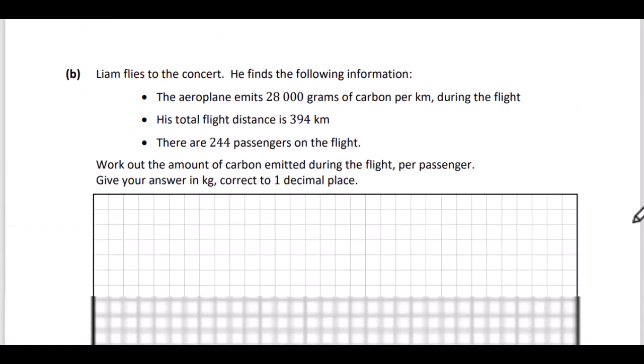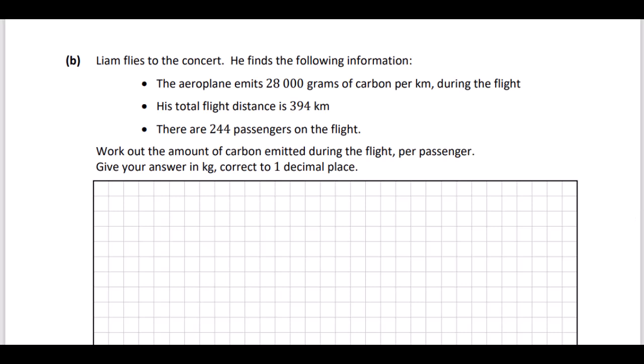Okay, so part B then. Liam flies to the concert. He finds the following information. The airplane emits 28,000 grams of carbon per kilometre during the flight. His total flight distance is 394 kilometres. There are 244 passengers on the flight. Work out the amount of carbon emitted during the flight per passenger. Give your answer in kilograms, correct to 1 decimal place.